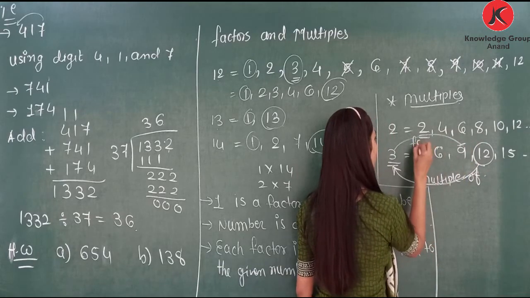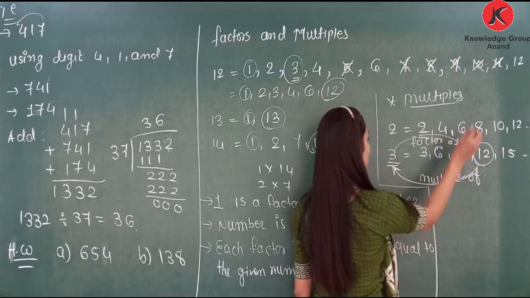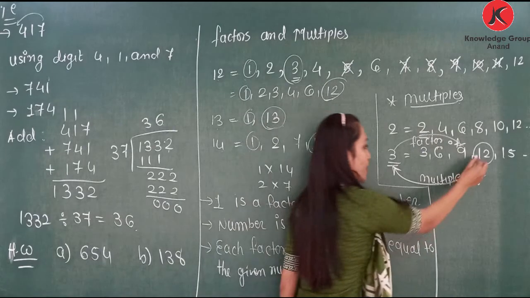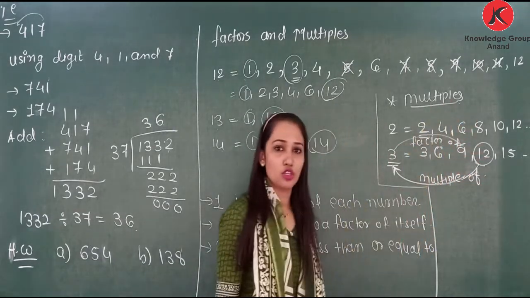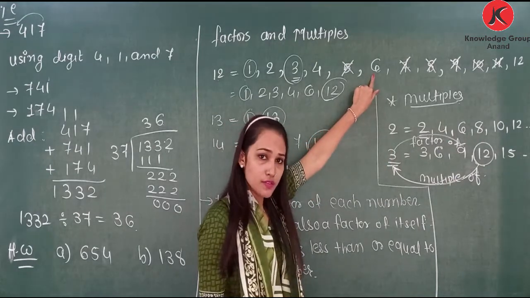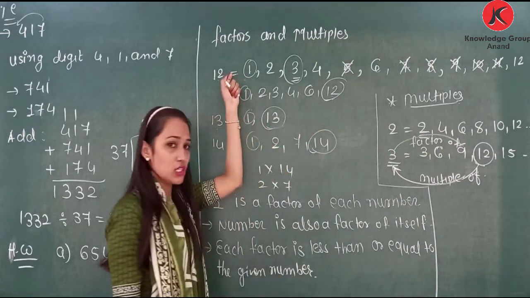3 is a factor of 12. 12 is a multiple of 3 and 3 is a factor of 12. If we take multiples of 6, then you get 12.